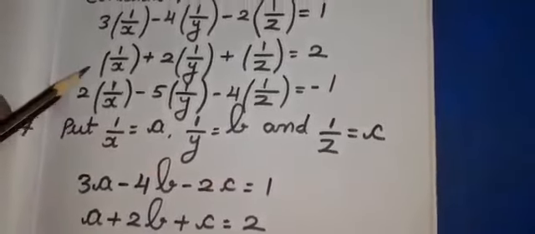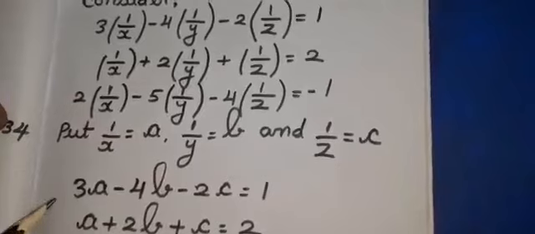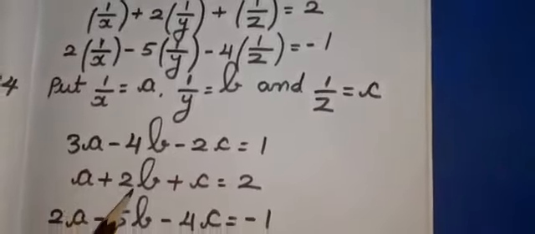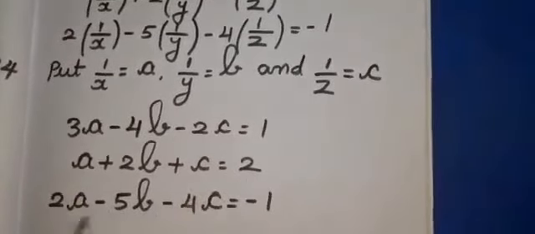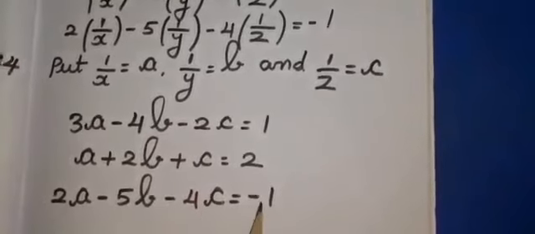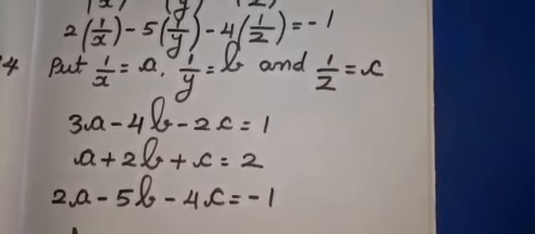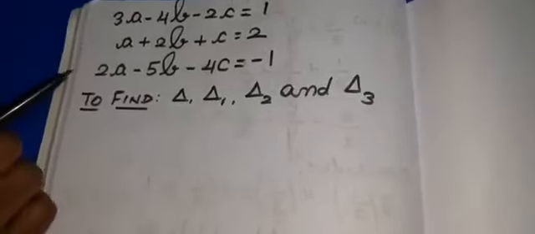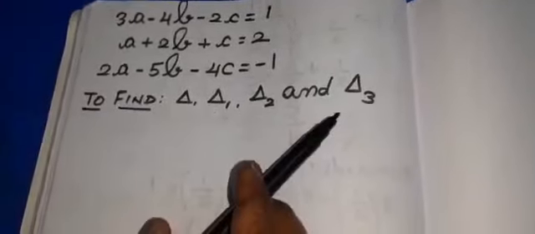I am writing these 3 equations in this way. That is 3a minus 4b minus 2c equal to 1, a plus 2b plus c equal to 2, and 2a minus 5b minus 4c equal to minus 1. First, I am going to find the solution for a, b and c. Take the 3 equations, students, which I have converted in a, b and c. I am going to find delta, delta 1, delta 2 and delta 3.